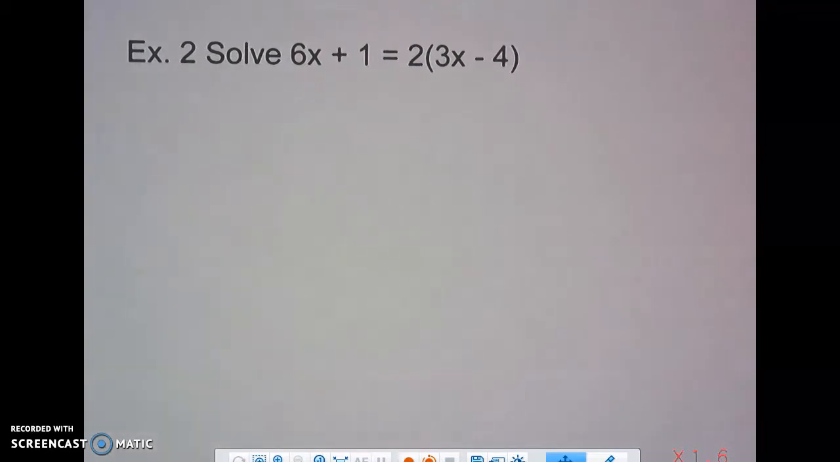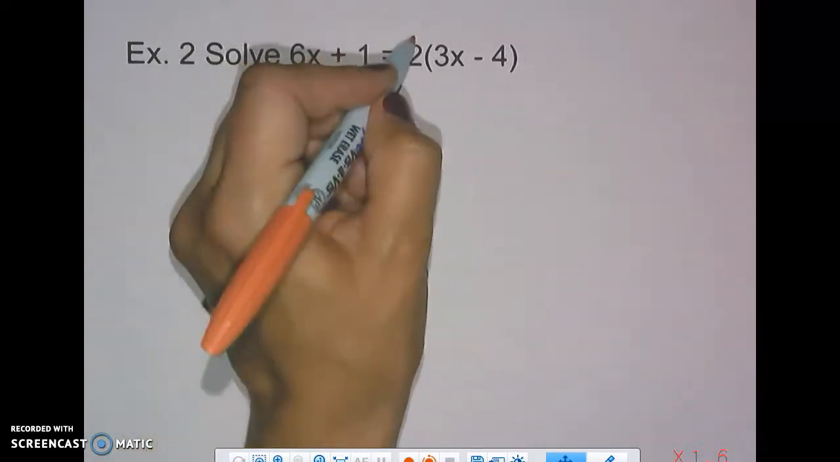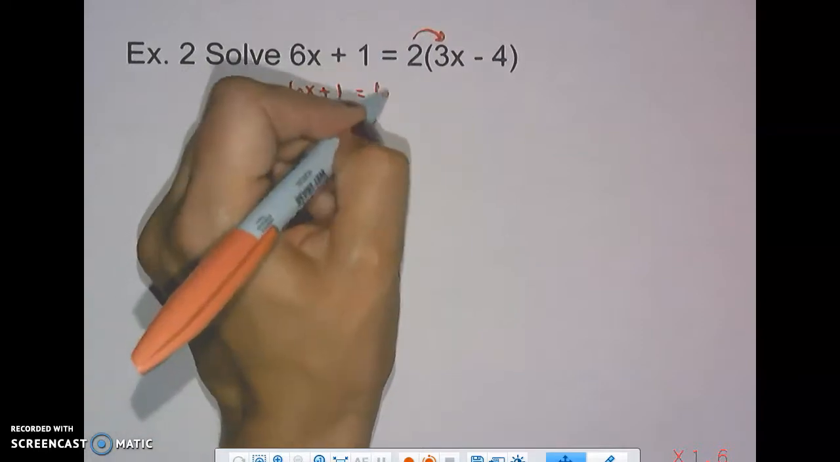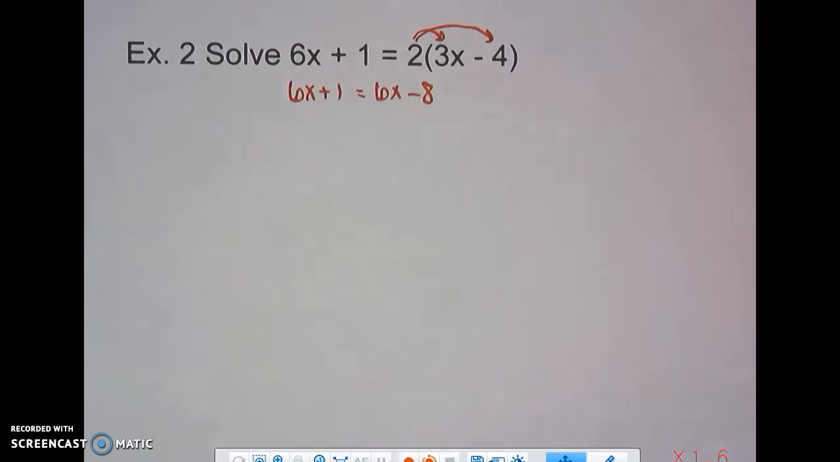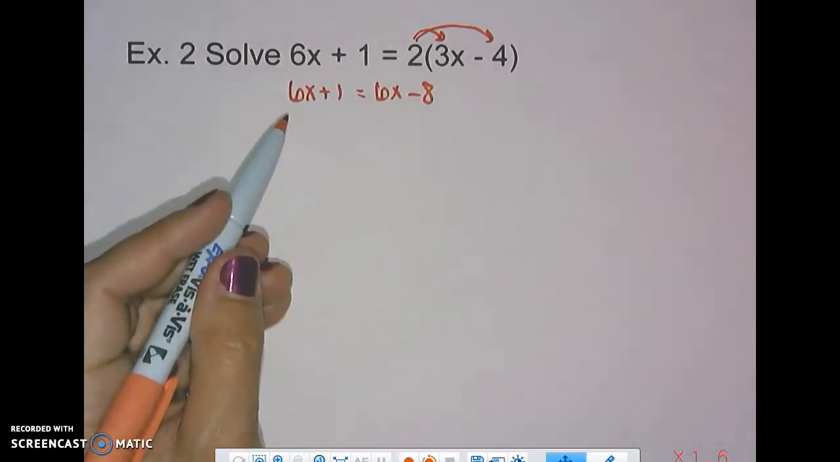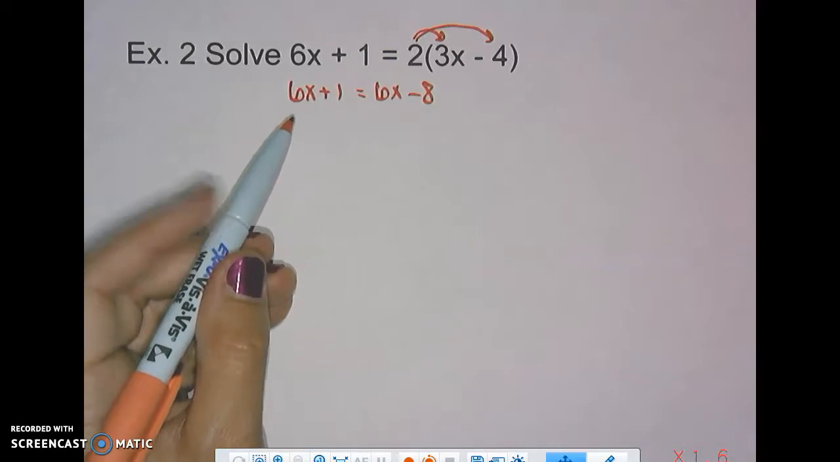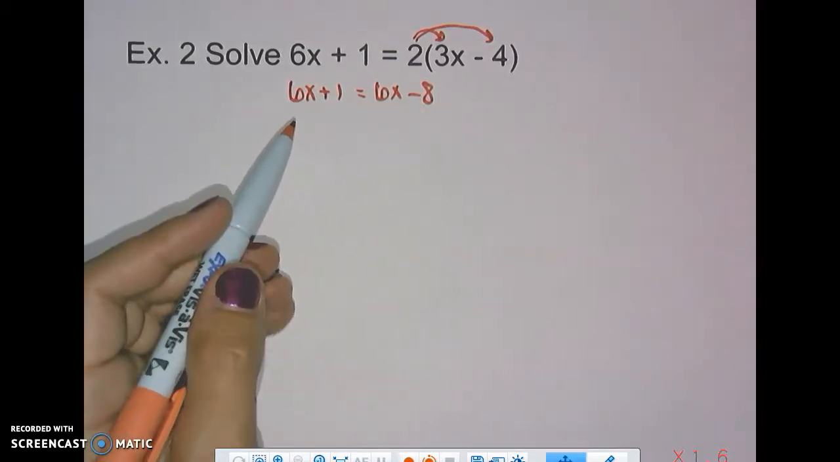Our next example says solve 6x plus 1 equals 2 times the quantity 3x minus 4. So again, the same type of idea is happening. On the left, nothing is changing. On the right-hand side, 2 times 3x is 6x. 2 times negative 4 is negative 8. Here I'm noticing they aren't the same thing. So can we have infinite solutions as an answer? No, because they've got to be the exact same thing. So now we're going to keep solving.